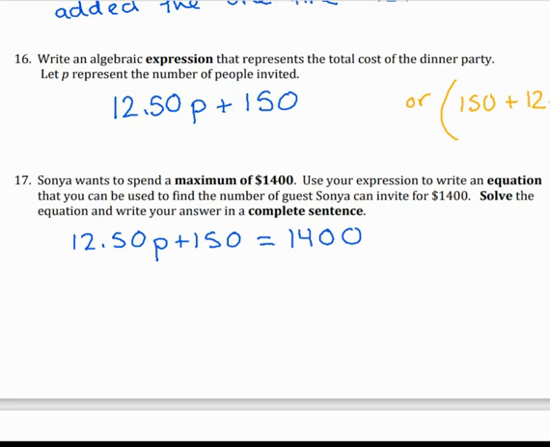Now we're going to solve. So go ahead, take a minute and solve this. Again, if you need a calculator, let me know, or you can use the one right on your computer. That's totally fine. So get P alone. Go ahead.